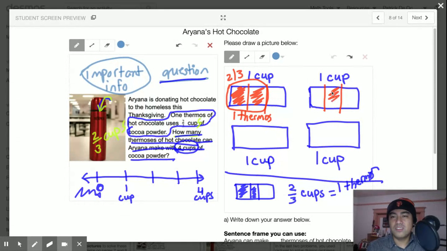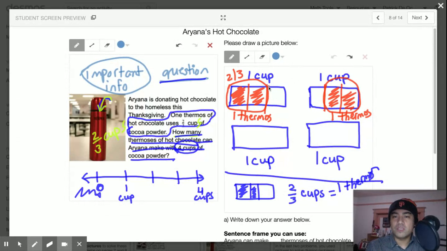Here's another 2/3. Remember we said, if you look at the bottom, 2/3 is 1 thermos. Here's another thermos. And notice how much I'm labeling. Look how I'm labeling these pictures with words. Labeling helps you understand. So don't be afraid to put words. Label it with words, and that'll help you.